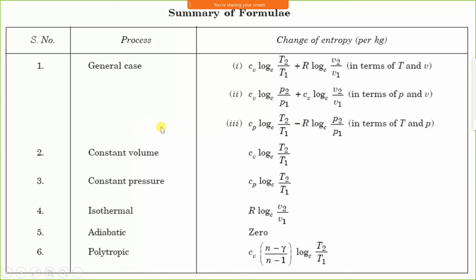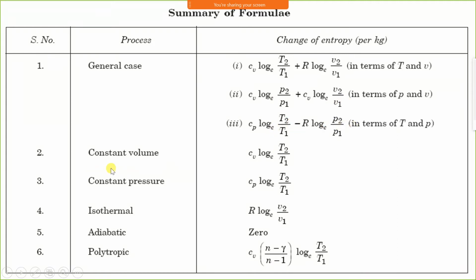Now look at the summary of this for the general cases. Change in entropy is Cv log base e T2 by T1 plus R log base e V2 by V1; Cv log base e P2 by P1 plus Cp log base e V2 by V1; Cp log base e T2 by T1 minus R log base e P2 by P1. These are the formulas in terms of temperature and volume, in terms of pressure and volume, and in terms of temperature and pressure.